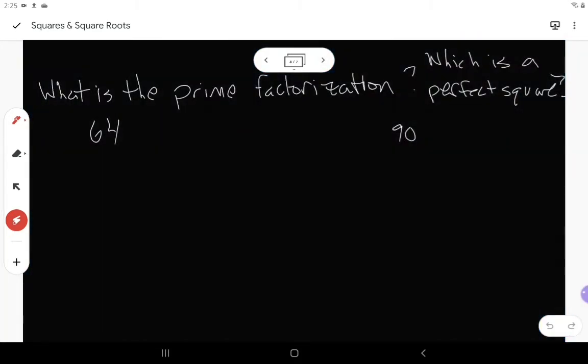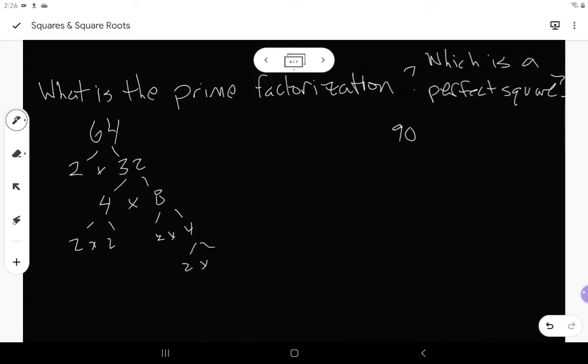So looking at these two values, 64 and 90, which of them is a perfect square? Well, I can find that by doing the prime factorization for both. So if I look at 64, I could break that into 2 times 32, and then 32 splits into, I'm going to write this one as 4 times 8, just because I can. 4 splits into 2 times 2, 8 splits into 2 times 4, and 4 again splits into 2 times 2.